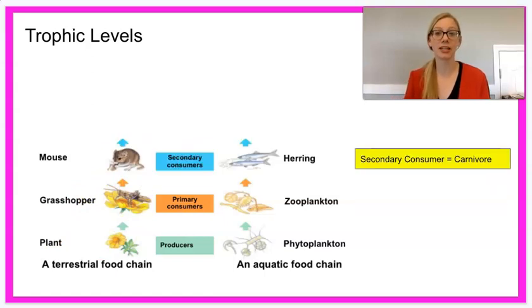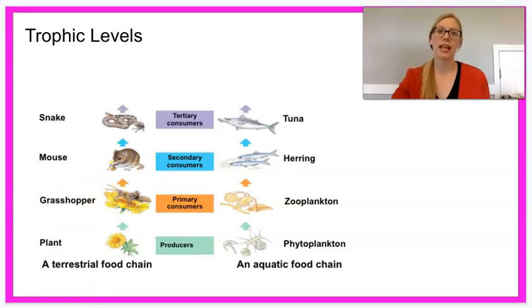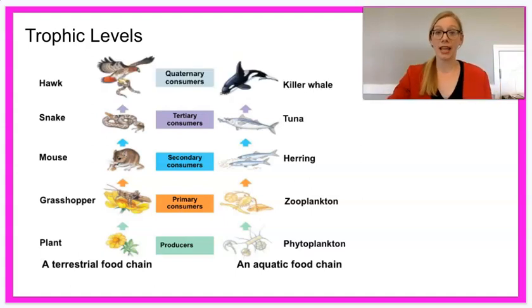Above that, we have secondary consumers. They're like our next up consumers. The mouse or the herring would be an example of that because they would eat, say, the primary consumers. Then we would have our tertiary consumers, the snake or the tuna. They would eat your secondary consumers. And finally, you would have, say, your quaternary consumers, like your hawk or your killer whale. Now, typically food chains and food webs don't go above these four levels because there's really just not enough energy available to support any more organisms.